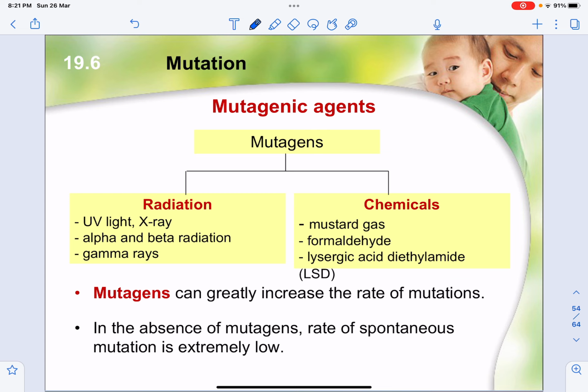Chemicals on the other hand are like mustard gas, formaldehydes, or LSD. So these are examples of mutagens. When you actually affect yourself, you will actually get all this. So this will actually greatly increase the rate of mutations. And in the absence of mutagen, the rate of spontaneous mutation is actually very, very low.